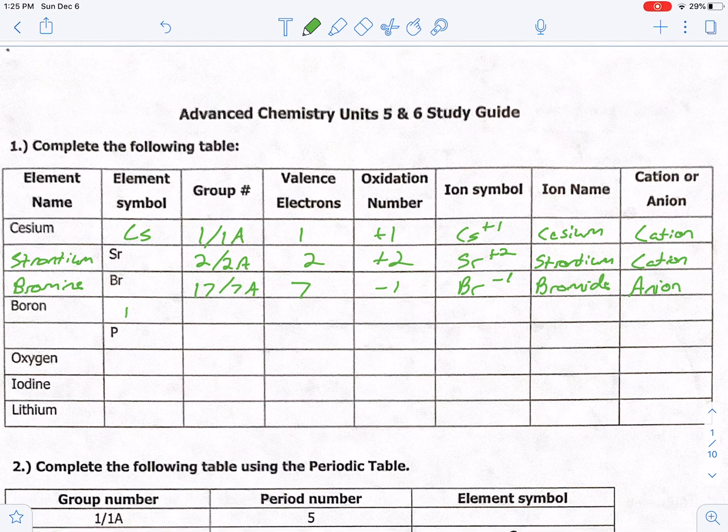So boron is abbreviated letter B. That is in group 13/3A. It has 3 valence electrons, so it has an oxidation number of +3. So this is going to be B with a +3. It's a cation, so we're not going to change its name, so it's just boron. And we already talked about that, it is a cation because it's a positive charge.